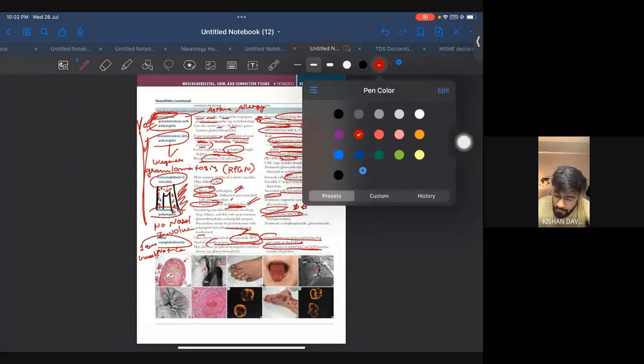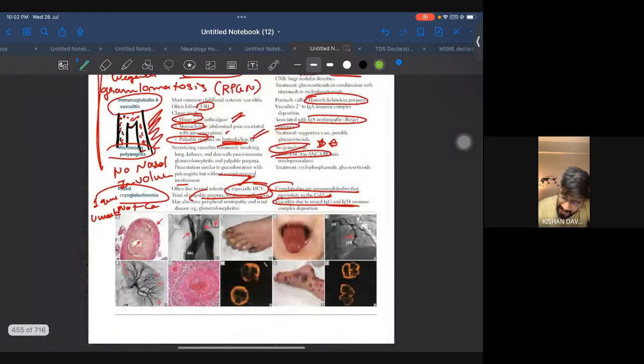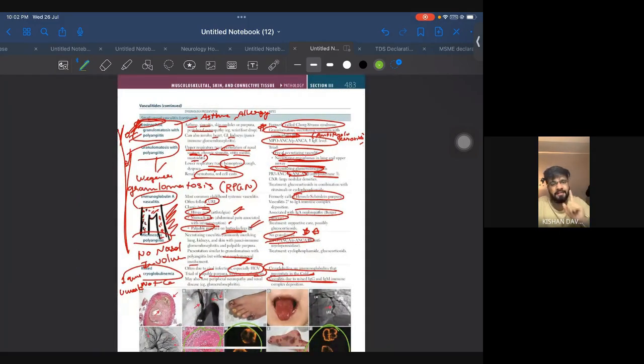Another thing I want you to remember here is to also look at how c-ANCA and p-ANCA appear, and how granulomatous inflammation appears. Okay, so I hope you are clear with the vasculitis part. Very important and very easy.